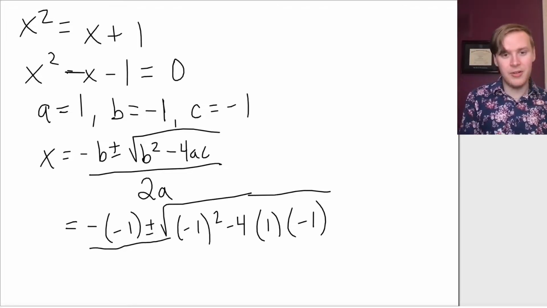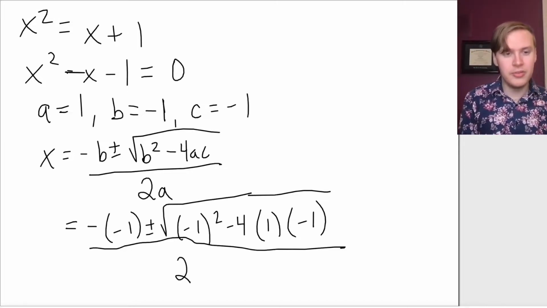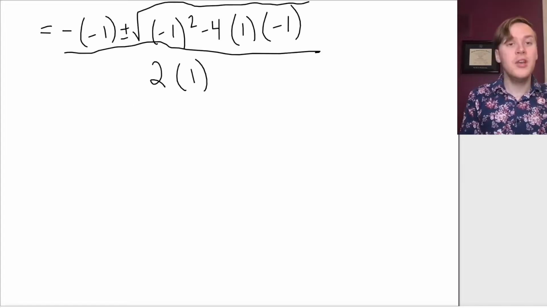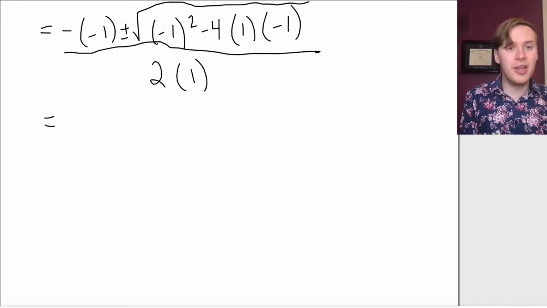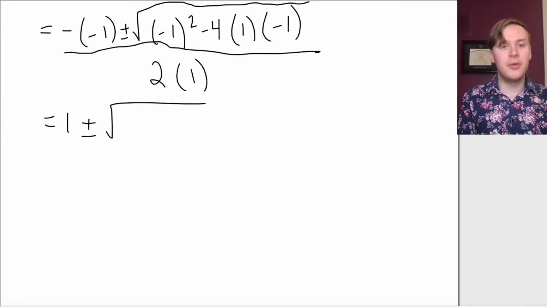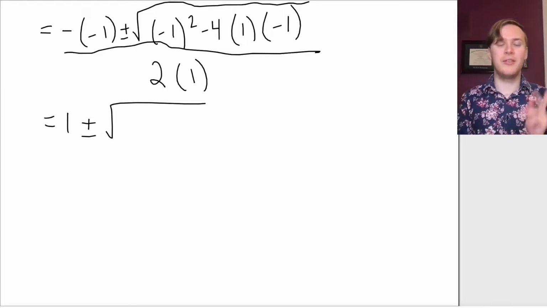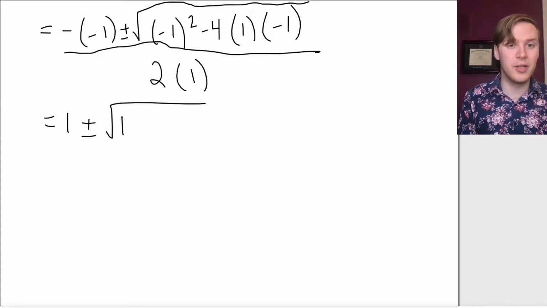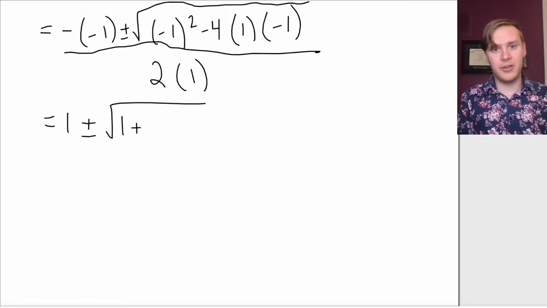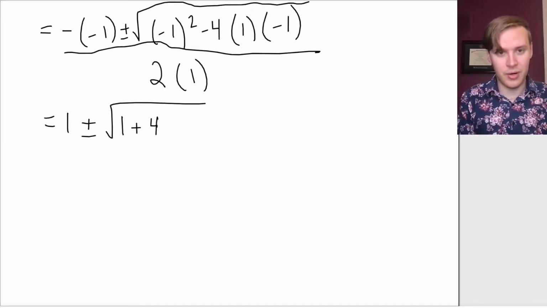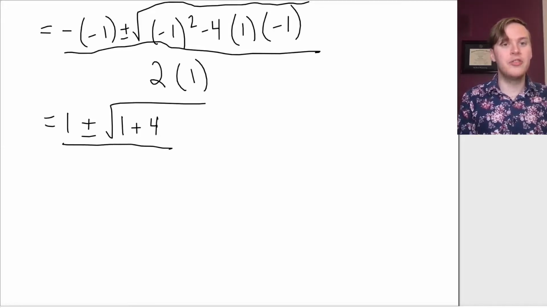And then that is all over 2 times a, which is 1. So now what we've got to do is simplify what we have. So -1 is +1, plus or minus the square root of, well, -1 squared is 1, times -1. Negative times a negative turns into a positive, so it's just +1 plus, this is going to be a plus because we are multiplying two negatives together. So 4 times 1 times 1, that's going to be plus 4. And then all that over 2 times 1, which is just 2.